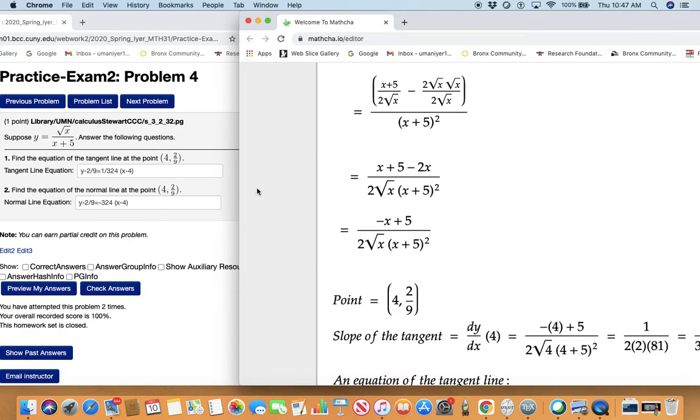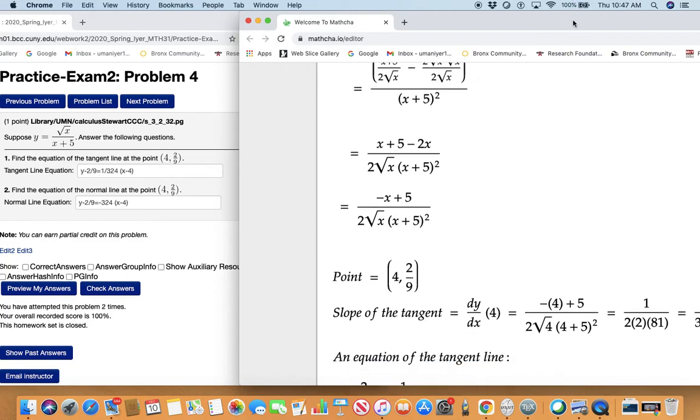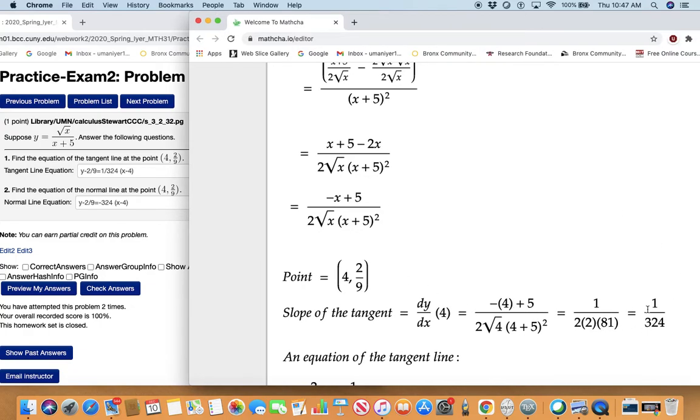You have a point given to you. You want slope of the tangent. So what do you do? You take dy dx, evaluate at this point. Okay, notice dy dx is an expression in x in our case. So all I need is x equals 4. If I had a y here, then I would need the 2 by 9 in my expression. But fortunately or unfortunately, dy dx is only in terms of x, so I'm substituting x equals 4. And when I substitute and simplify, I get 1 divided by 324.